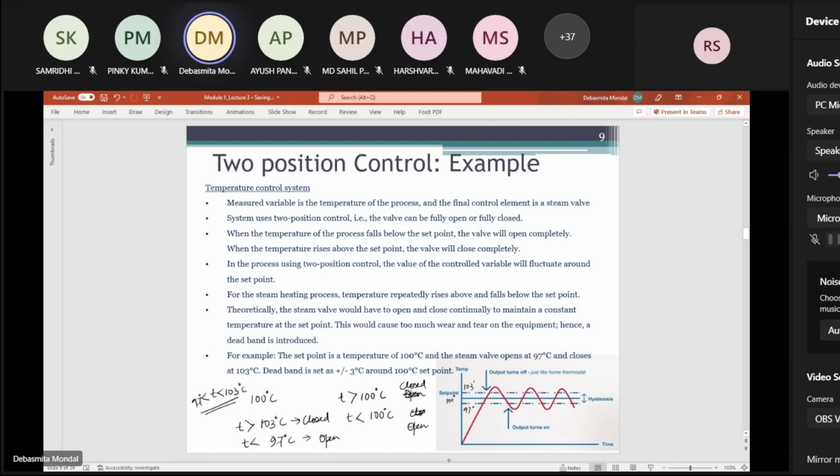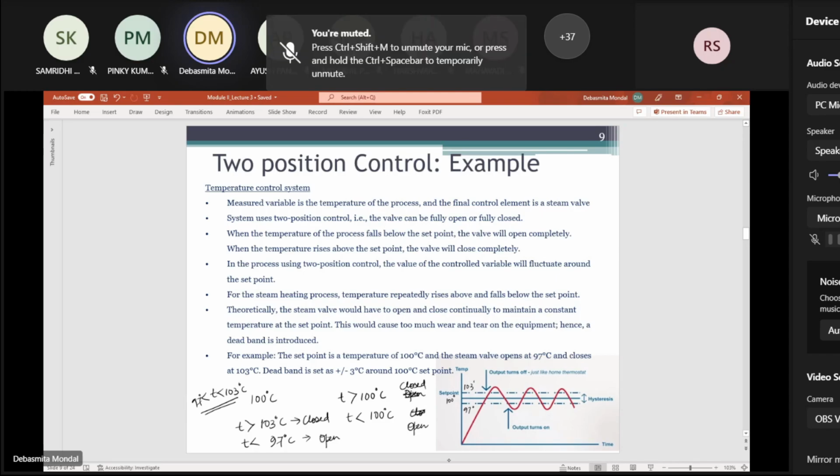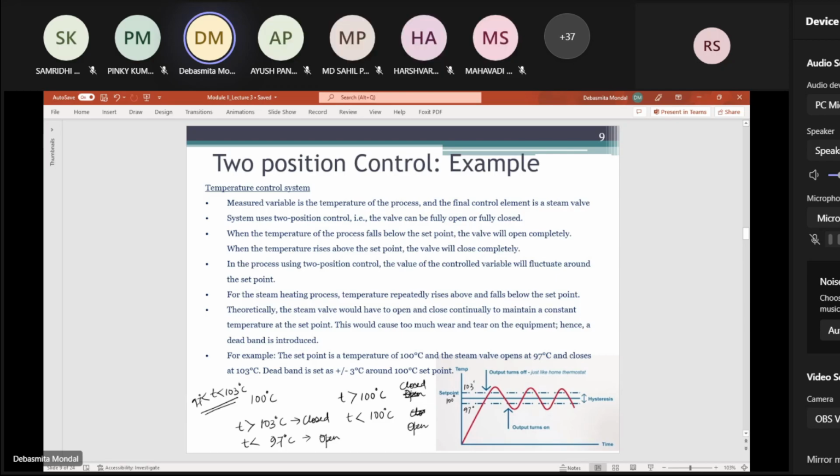Here you see that this red plot is the variation of the temperature happening over time. You can see that the temperature is not maintained at a constant 100 degrees, but fluctuates between 97 degrees and 103 degrees. Within that range it has an average of 100 degrees, but it is not maintained at 100 degrees at every instant of time.